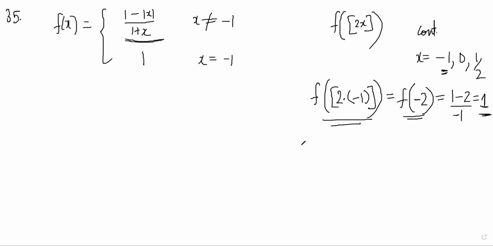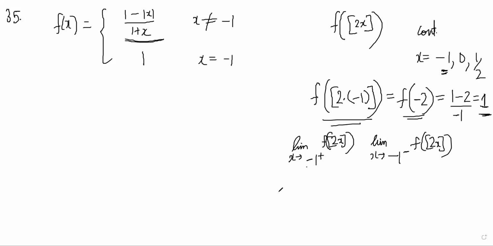Now you have to take the limit as x tends to minus 1 plus and the limit as x tends to minus 1 minus for f of GIF of 2x. If x is going towards minus 1 from the positive side, it will go from minus 0.9 and so on to minus 1. So when you do 2x, it will be minus 1.8 and so on towards minus 2, right? So GIF of that will be minus 2. It will be f of minus 2, and f of minus 2 we got earlier was 1, right?